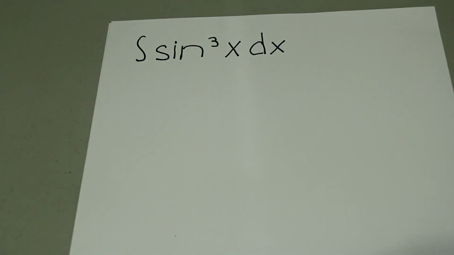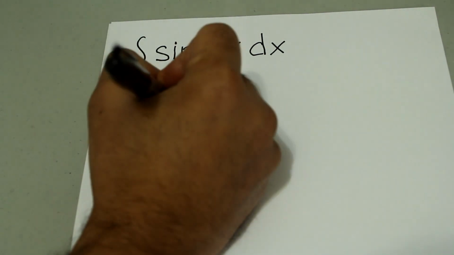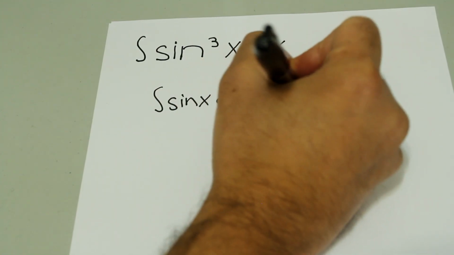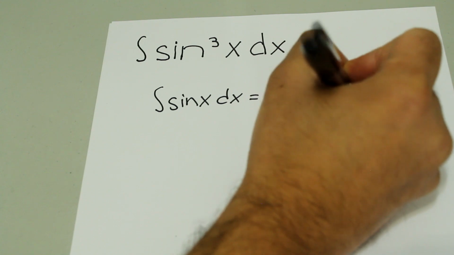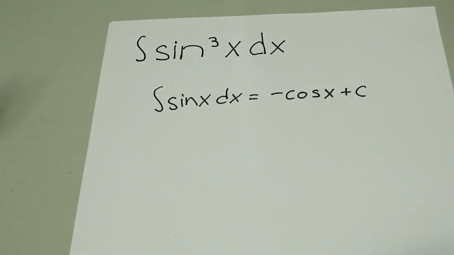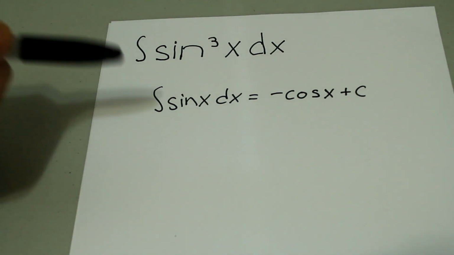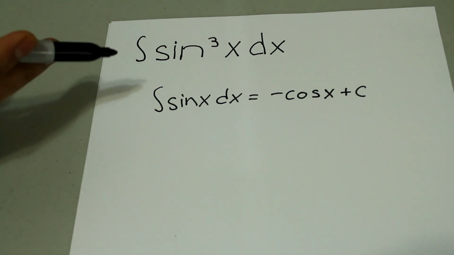Hey guys, in this video we're going to find out how to integrate sine cubed x dx. Well, first we look at this problem and we see that we have a sine x in there. And we know that the standard integral of sine x dx is just equal to negative cosine x plus c. But can we use this in this case? Well, we have sine cubed x, not sine x, so that doesn't help.